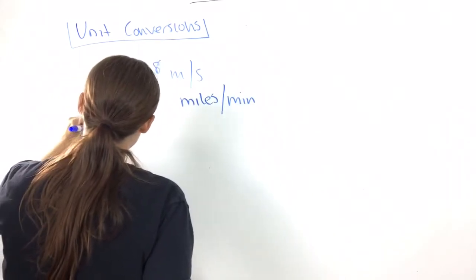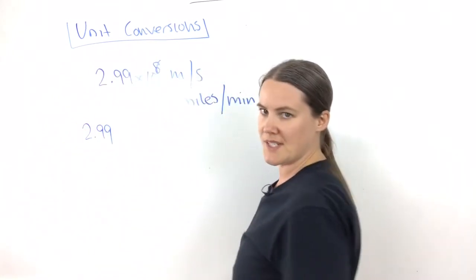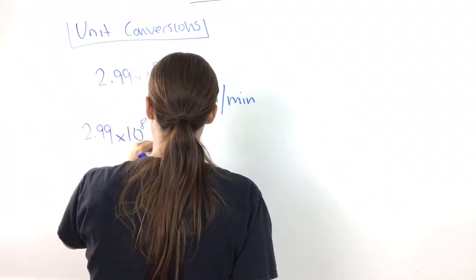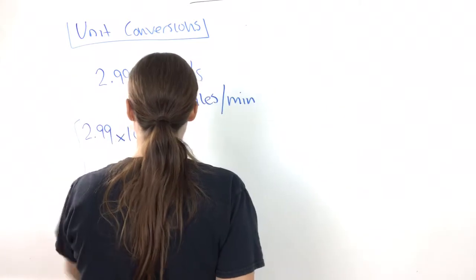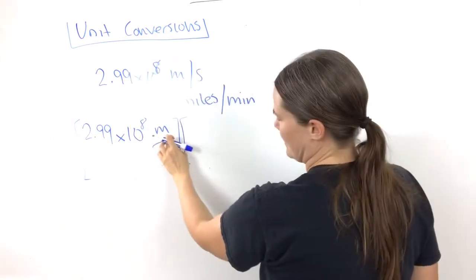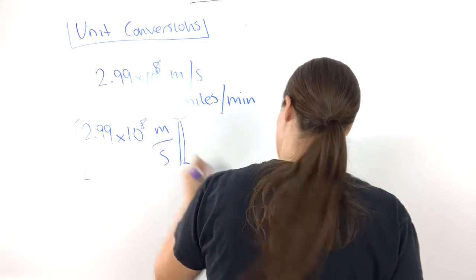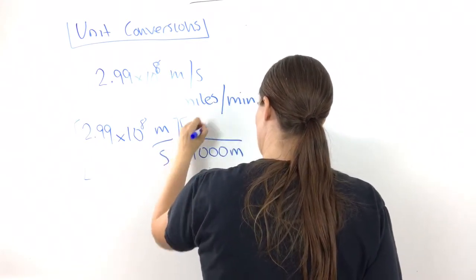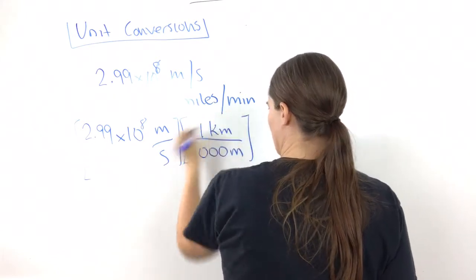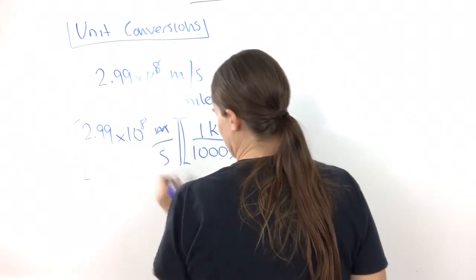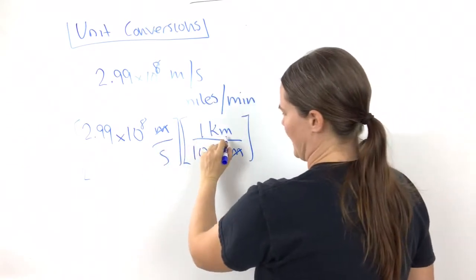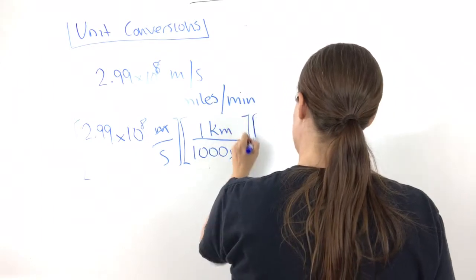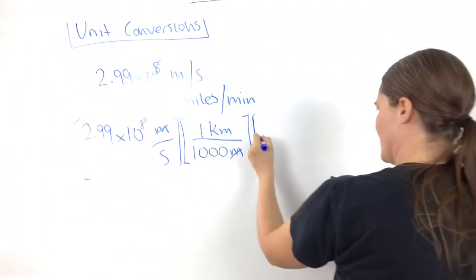So what I'm going to do is just the same thing as before. So I write the number, so 2.99 times 10 to the 8 meters per second. And then I want to convert the meters to kilometers. And so there's 1,000 meters in 1 kilometer. The meters are going to cancel. And now if I were to go through this math, I would have kilometers per second. But I don't want kilometers, I want miles. So I'm going to take this a step further.